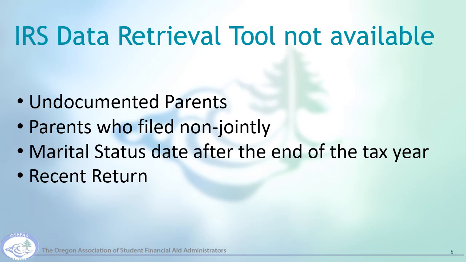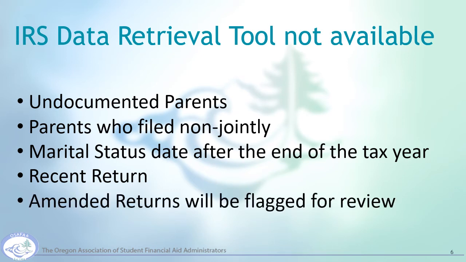Additionally, while a parent who filed an amended return could use the IRS DRT, the student's FAFSA would be flagged as potentially containing inaccurate information. The Financial Aid Office at the school would then contact the student to request the 1040X form to assess the accuracy of the information provided.